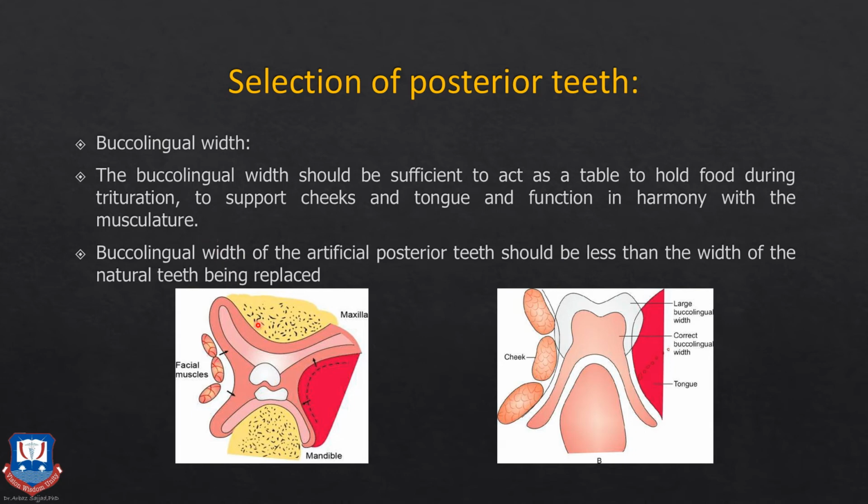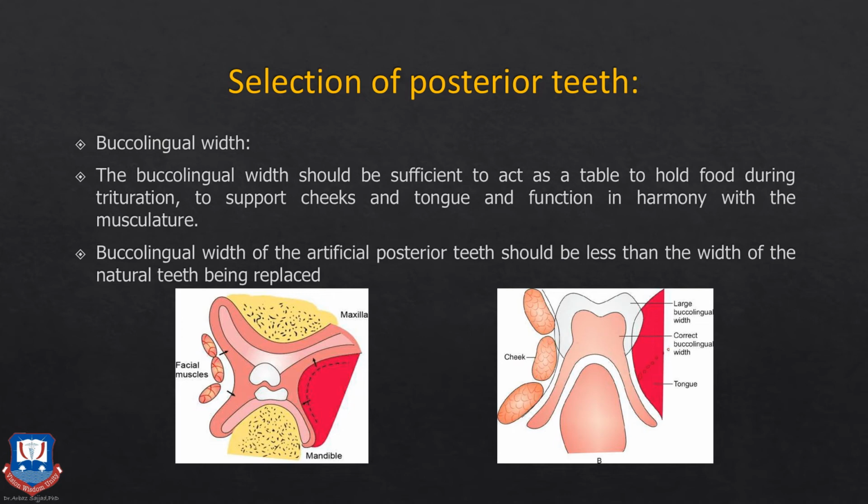But buccolingual width should also be such that it provides sufficient support to the facial musculature and to the tongue, resulting in a stable denture. So here you can see the next thing is the buccolingual width of the artificial teeth should be slightly less than that of the natural teeth. If this is the natural tooth contour, the artificial tooth should be smaller than the natural tooth being replaced, for the stability of the denture, as well as the fact that if a patient has been edentulous for a long time, the tongue grows in size and the cheeks lose their tonicity, thereby reducing the corridor where the teeth need to be placed.